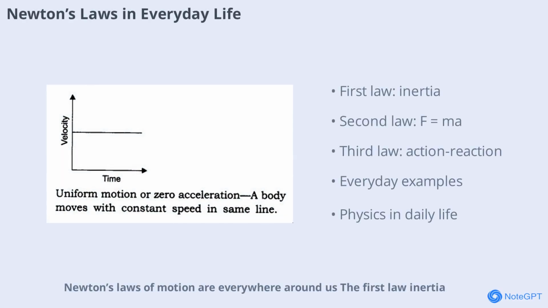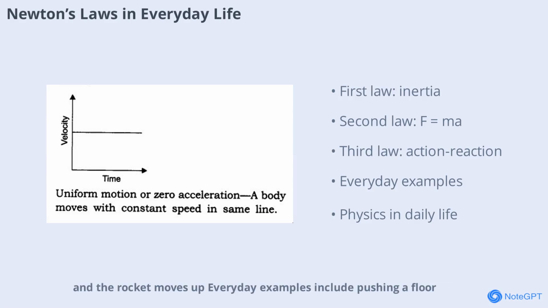Newton's laws of motion are everywhere around us. The first law, inertia, explains why a rock stays at rest until pushed. The second law, F equals ma, shows why a heavier object needs more force to move. For example, a truck and a bicycle racing at the same speed will behave differently due to their masses. The third law, action and reaction, is seen when rockets launch. Burnt fuel pushes down and the rocket moves up.